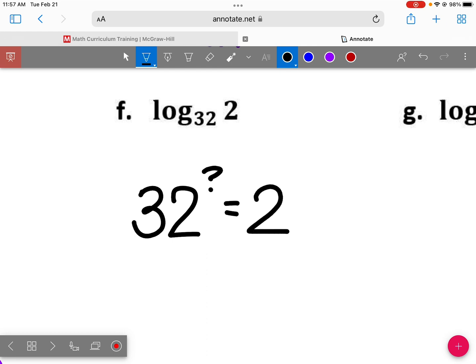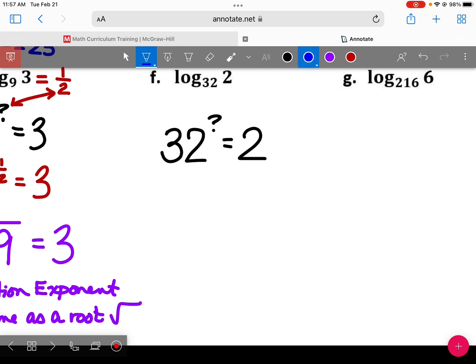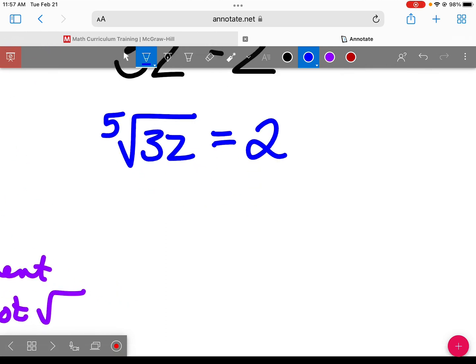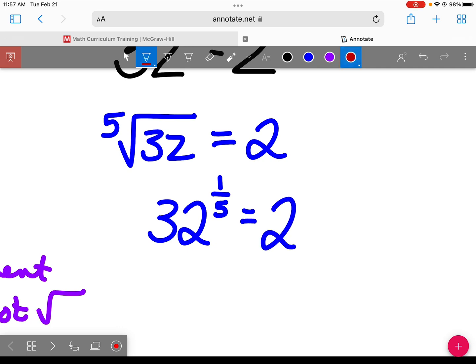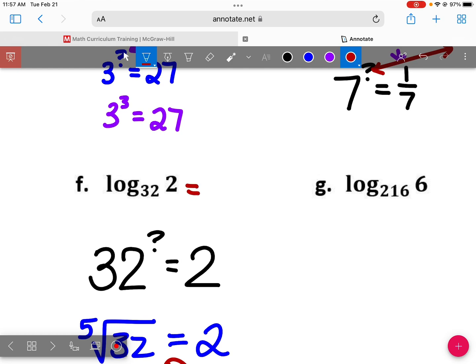2. If you were to square root it like 5 times, so fifth root it. So the fifth root of 32 equals 2. So Jaden said that would be 32 to the 1/5 power equals 2. That's absolutely correct. So this would be equal to 1/5.